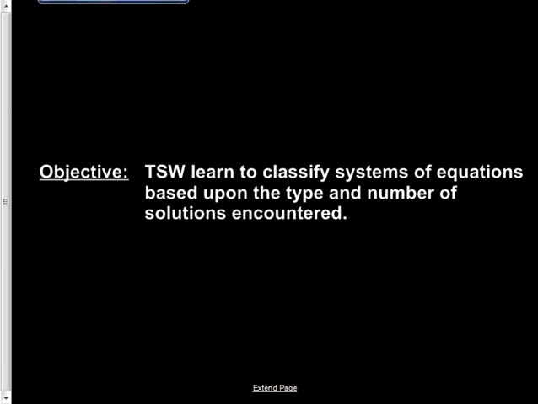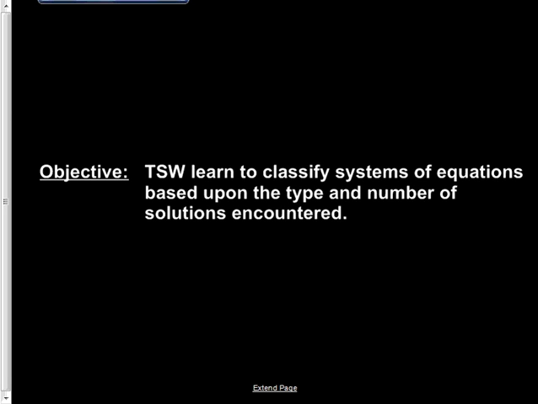Our objective for today will be: the student will learn to classify systems of equations based upon the type and number of solutions encountered. Again, potential dates for these might be November 8th, might be November 11th. We'll simply have to see how the week unfolds. As always, press pause anytime you need more time and hit play when you're ready to move on.